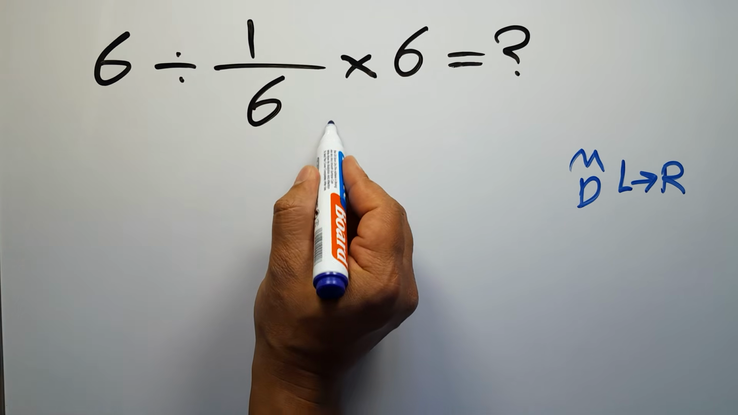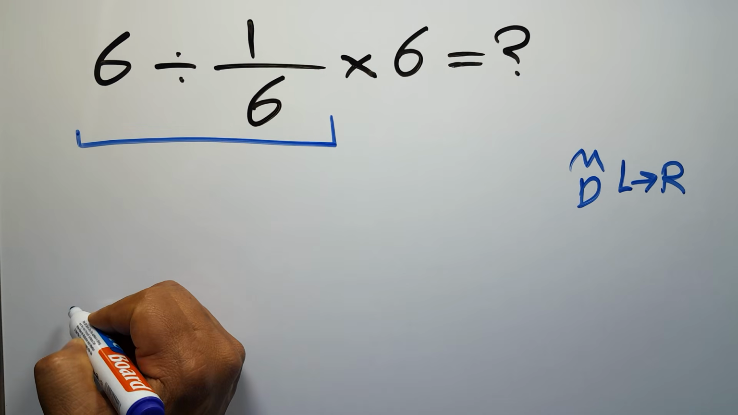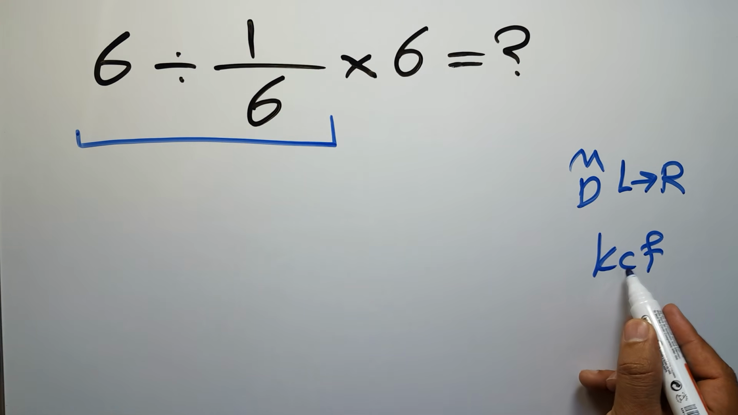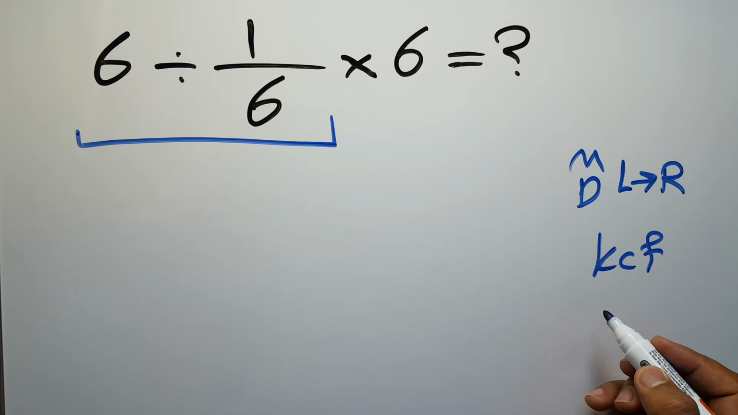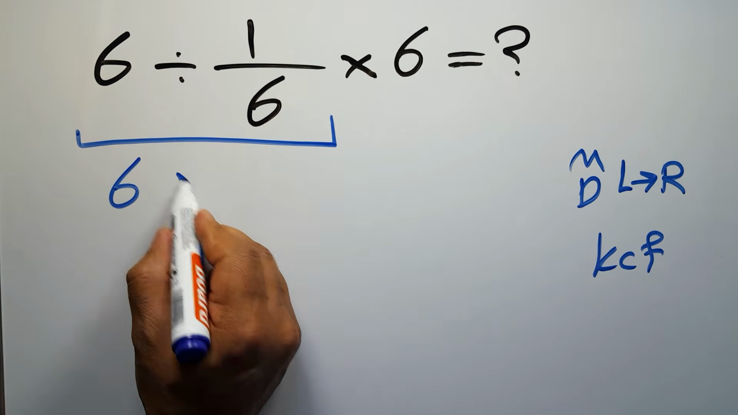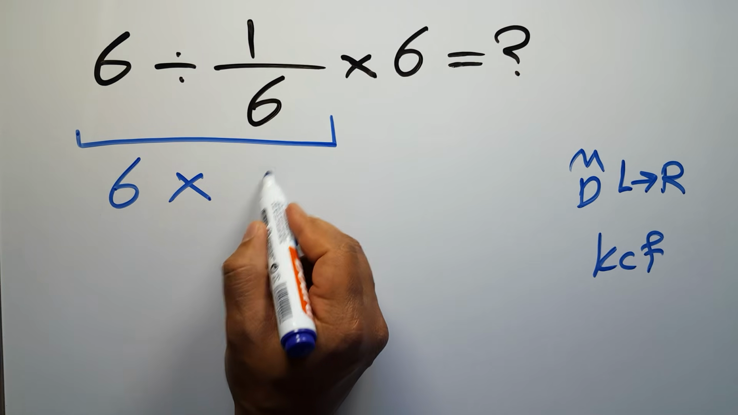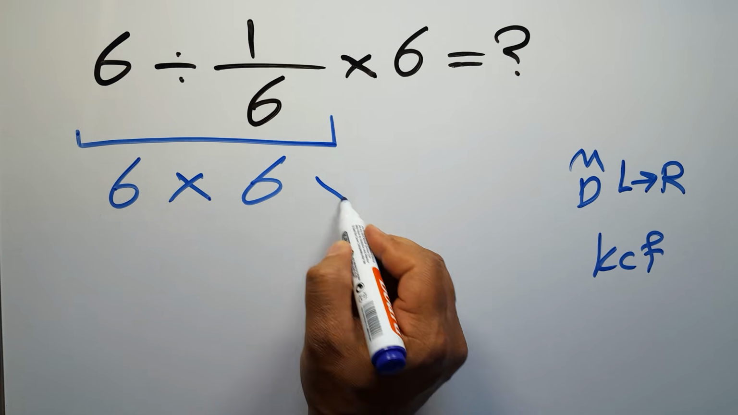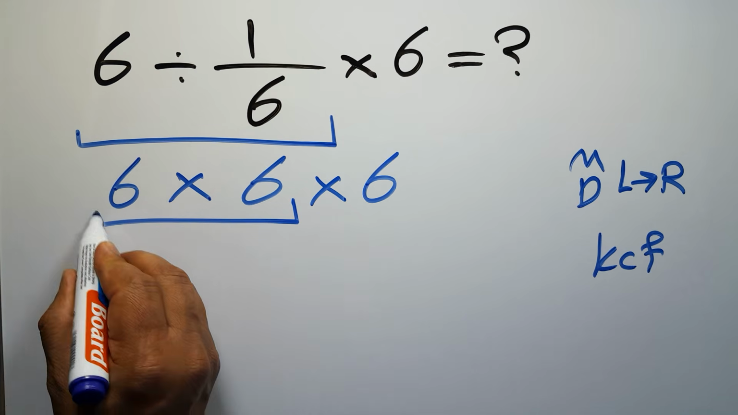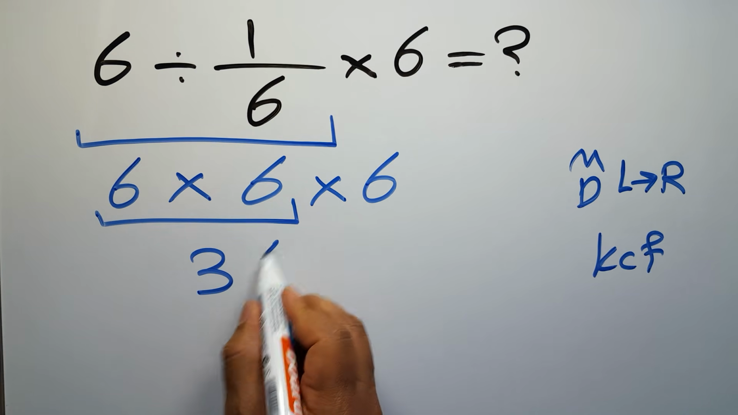6 divided by 1 over 6. According to the KCF rule, K stands for keep, C stands for change, and F stands for flip. We can write keep the first fraction, change division to multiplication, and flip the second fraction. And here we have times 6. 6 times 6 gives us 36.